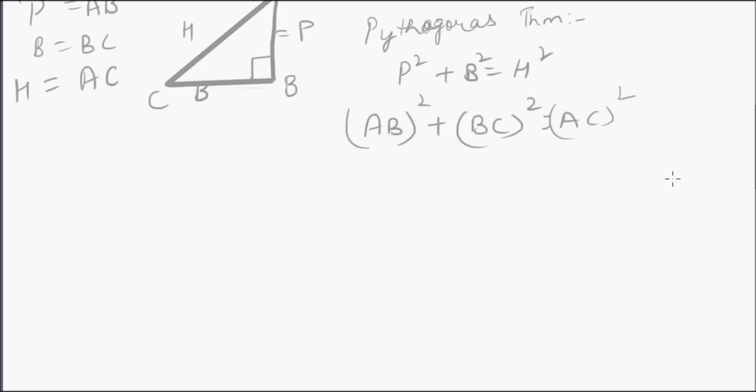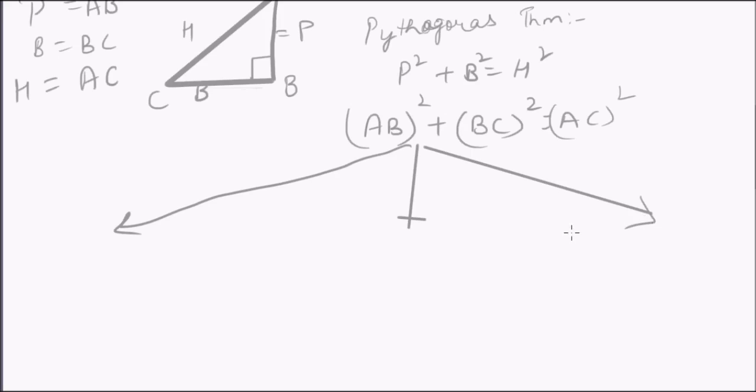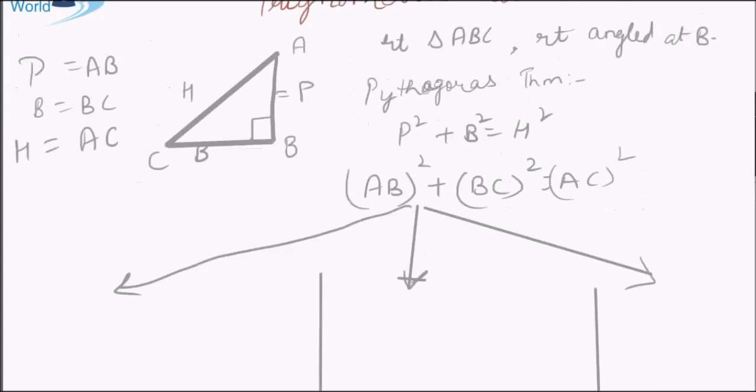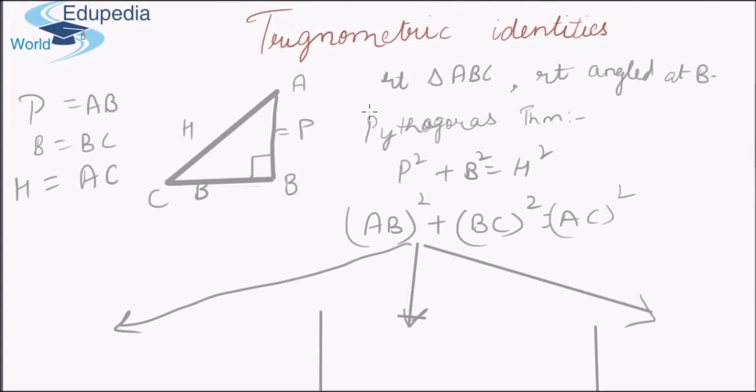We'll be using this particular equation, the theorem, in three different ways to derive some identities. But first of all, let us find out what are the values of sine, cos, or different trigonometric ratios here.